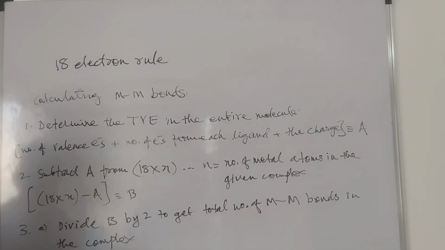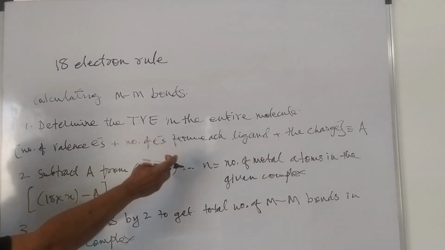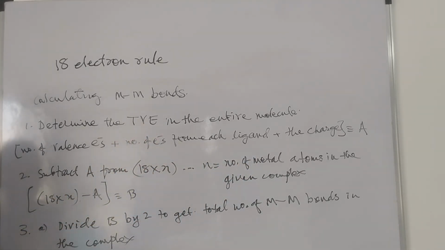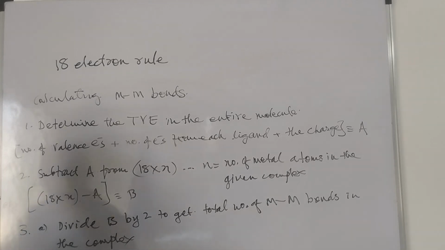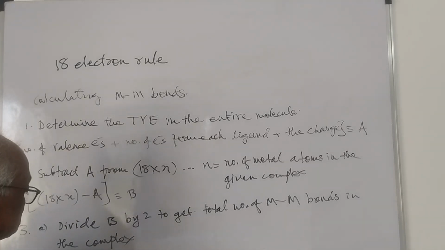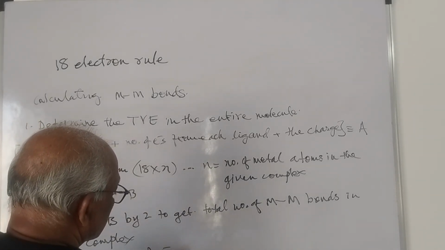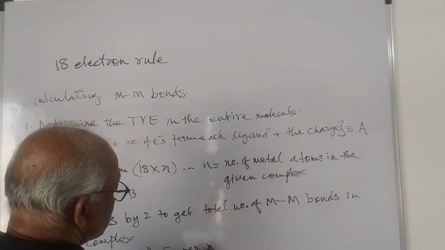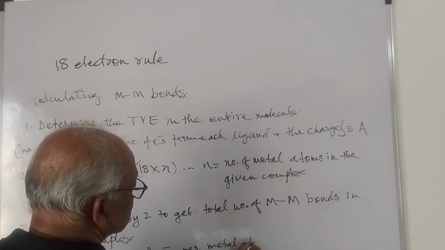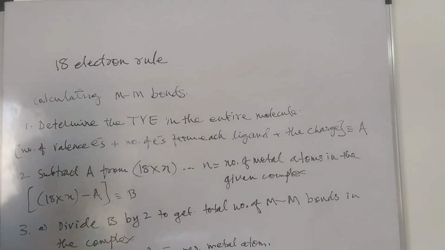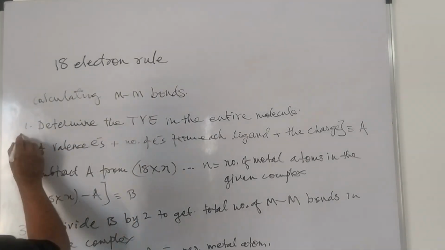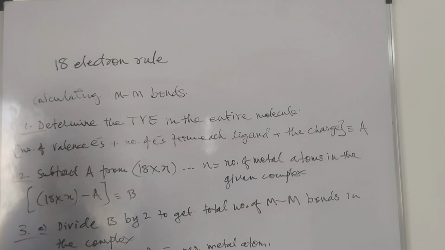In the same way, if we divide A by 2, it gives the number of electrons per atom of metal, electrons per metal atom. So we can obtain this various information by following these 3 steps, that is 1, 2 and 3.